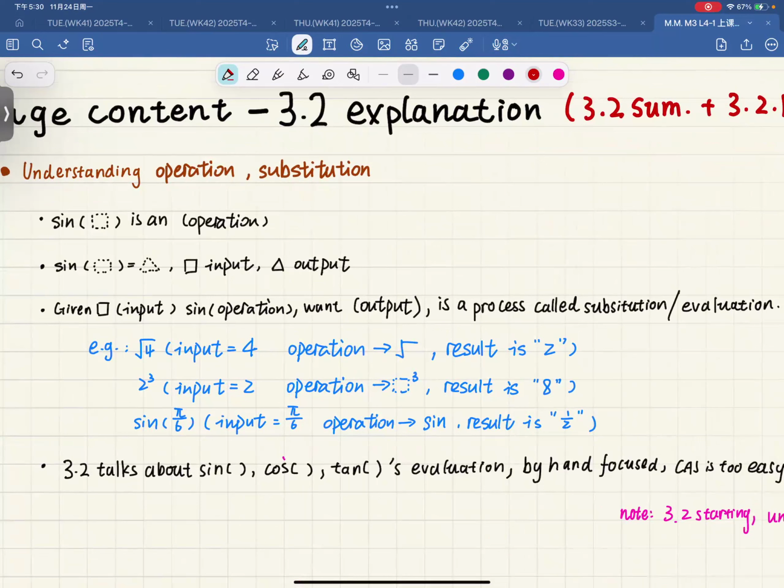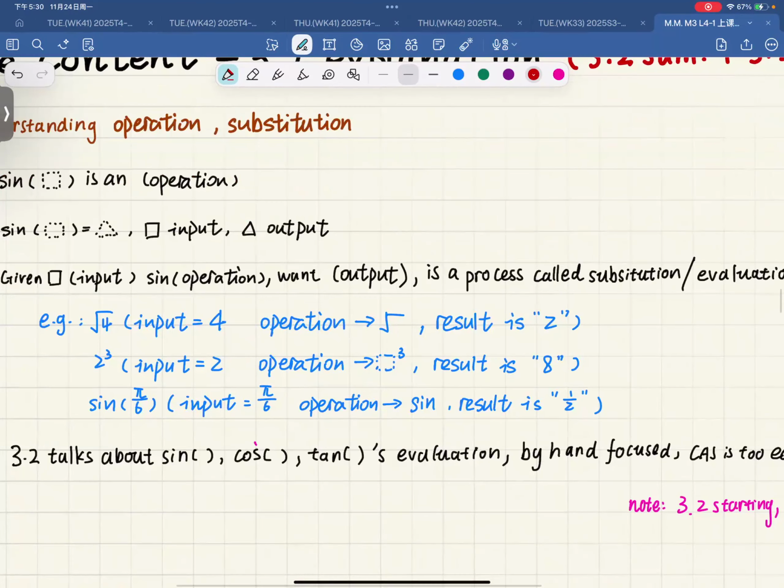It's just an operation. Just like square root of something. If you have square root of a number, like square root of 4, the operation is square root, and the result is 2. Something to the power of 3: your input is 2, your operation is to the power of 3, your result is 8.